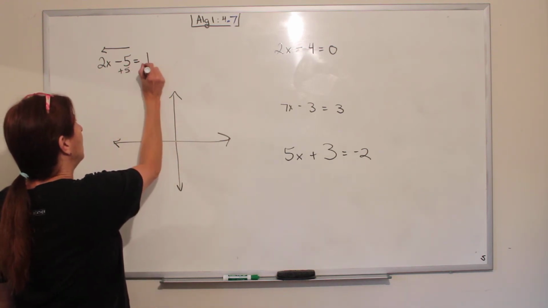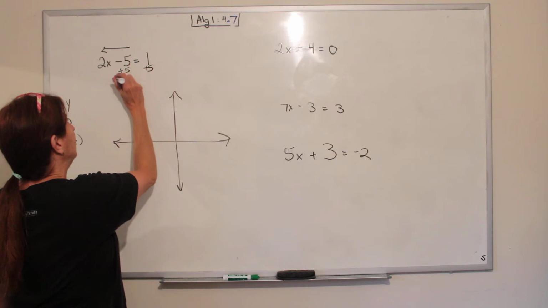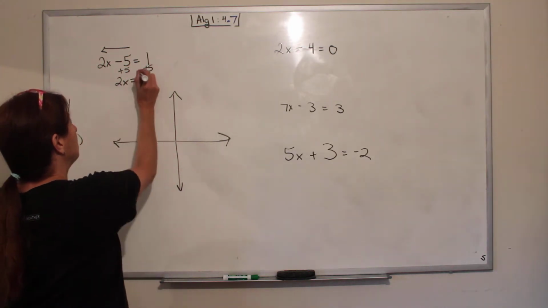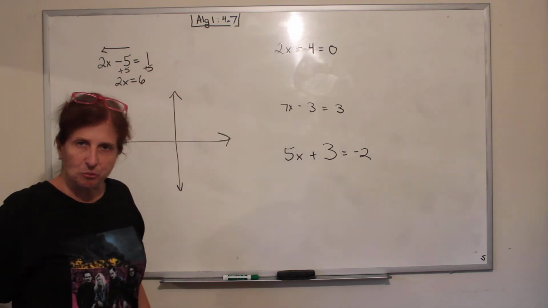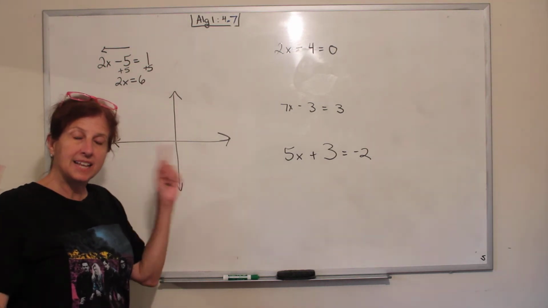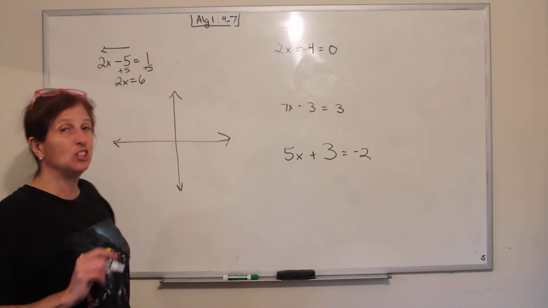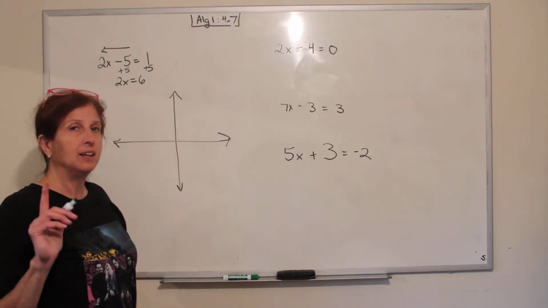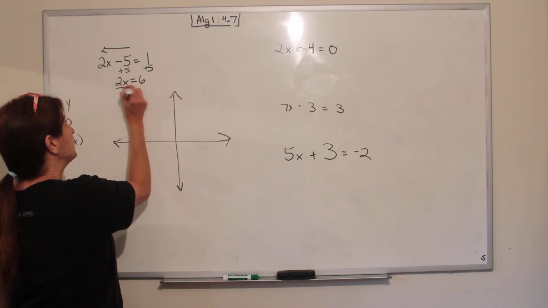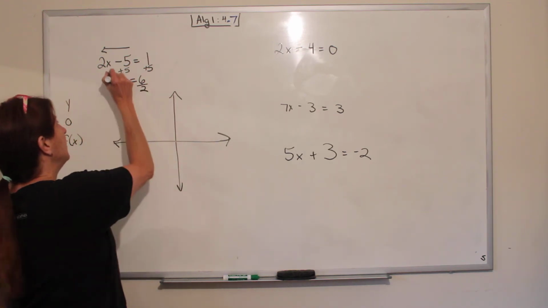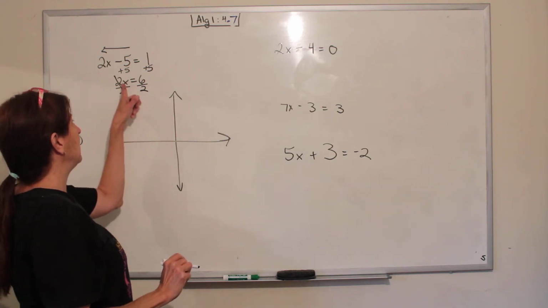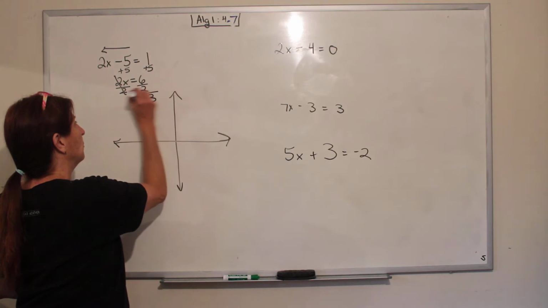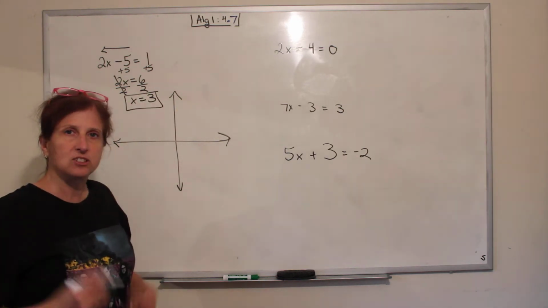What I do to one side, I do to the other. I bring down what I don't mess with, so that's my 2x and my equals, and 5 plus 1 is 6. And I ask myself again, why is x not alone? Because it's got a 2 sitting next to it, which means multiply. What's the opposite of multiply? Divide. What I do to one side, I do to the other. These cancel out, and x equals 6 divided by 2, so x equals 3. Ta-da! There's the answer to the problem.